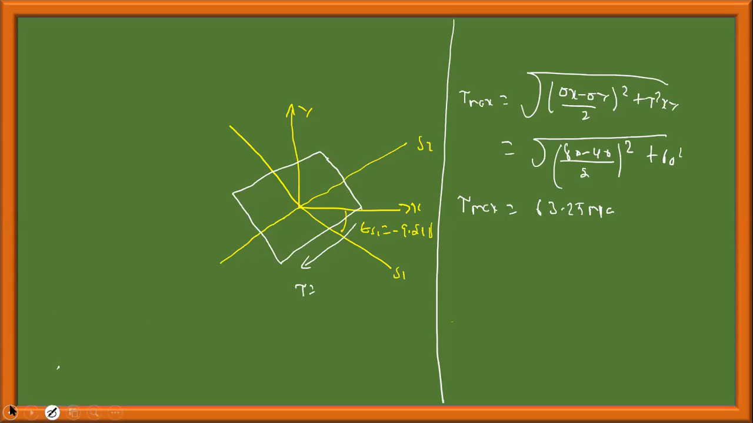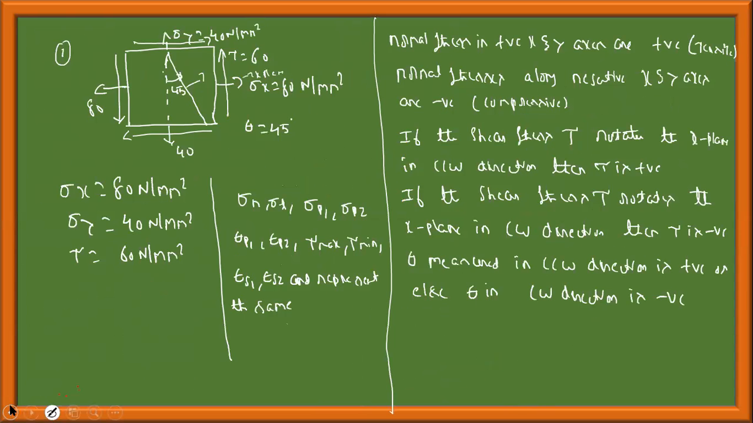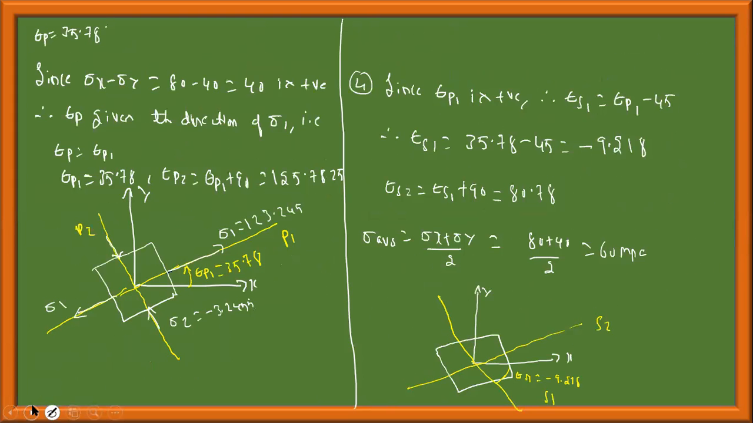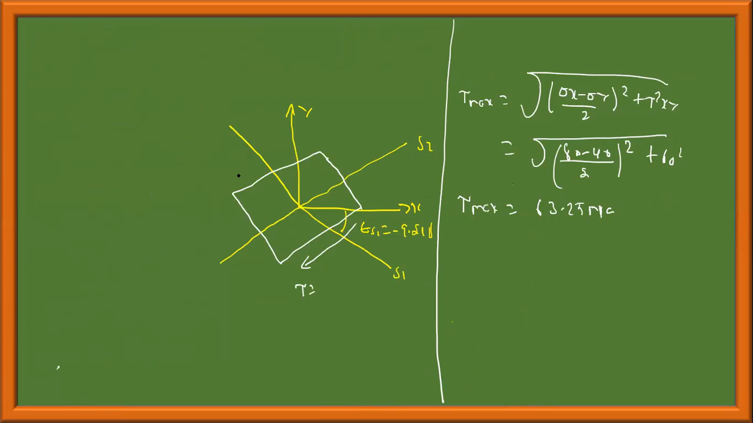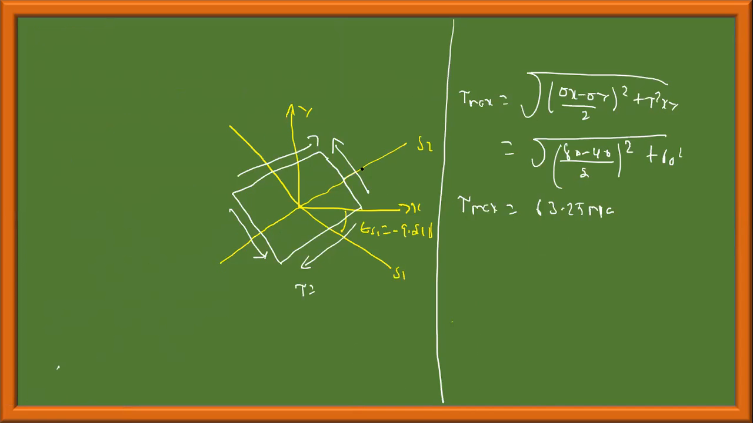From this equation we came to know, see here, it is rotating my sigma t plane in clockwise direction. Hence my tau will act in clockwise direction. The opposite face will be like this, and this arrow will meet like this. Sigma average we have found is equal to 60 MPa tensile. We should indicate sigma average 60 MPa acting on all the faces.